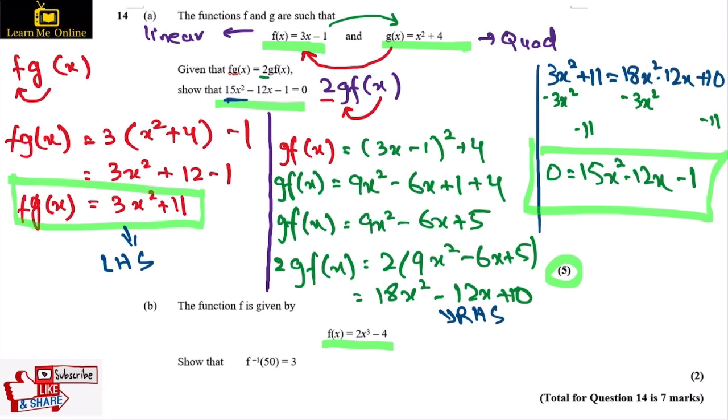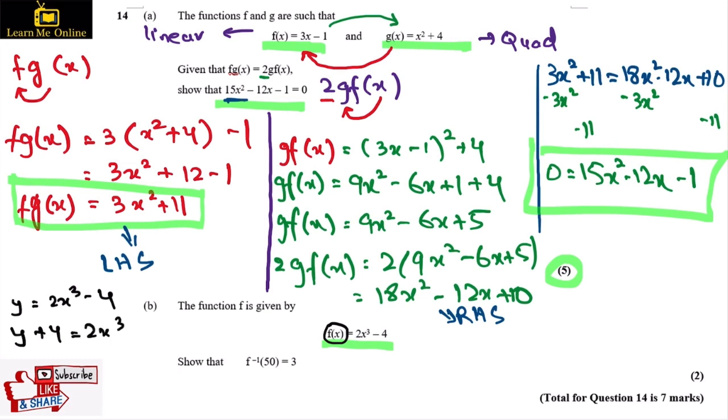So finding the inverse, we always begin by taking f of x equals y. So y equals 2x cubed minus 4. This is always the first step, to change this f of x into the y variable. Then the next step is always to make x the subject. So you'll have y plus 4 equals 2x cubed.